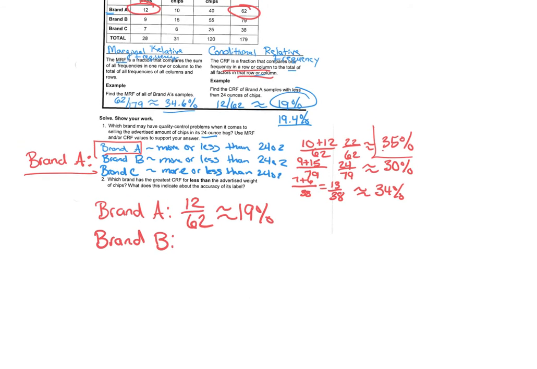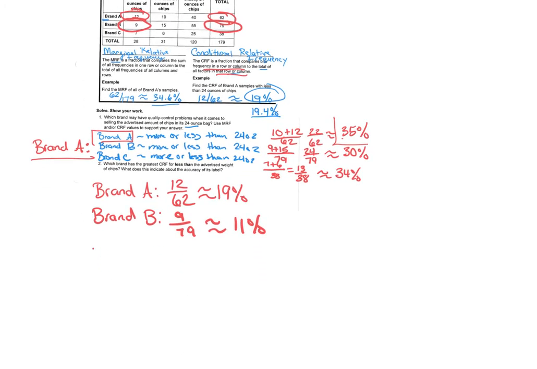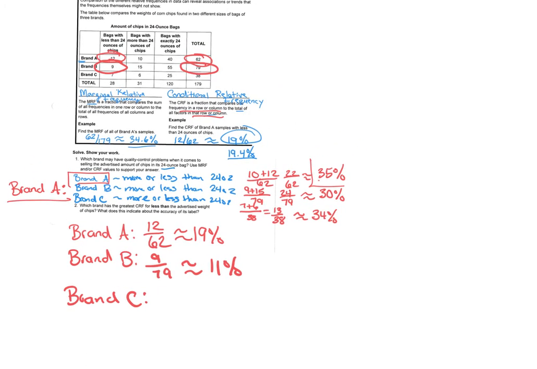Brand B, again, we're doing less than. So in the same column here, 9 out of 79. Find your percentage. Round to the nearest whole percent is 11%. And then brand C. The total for less than 24 ounces was 7 out of the total of brand C, which is 38 bags total. So 7 had less than 24 ounces out of the 38 that were tested from brand C, which is about 18%.